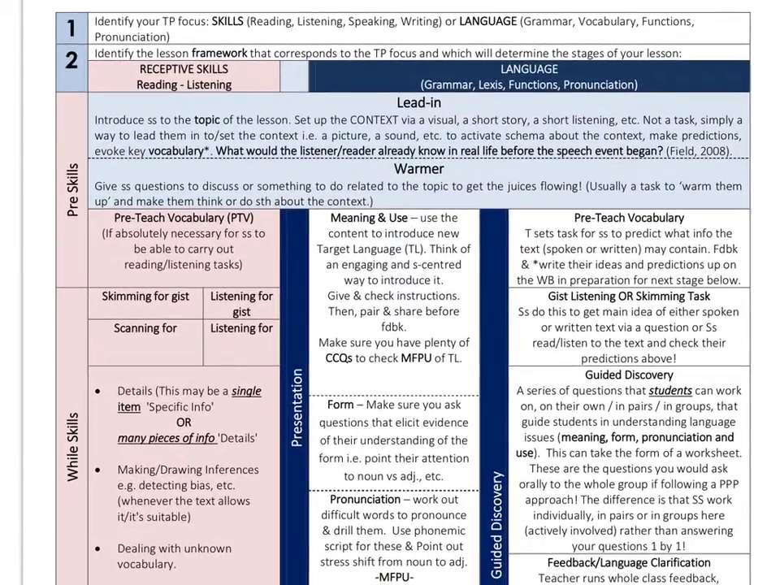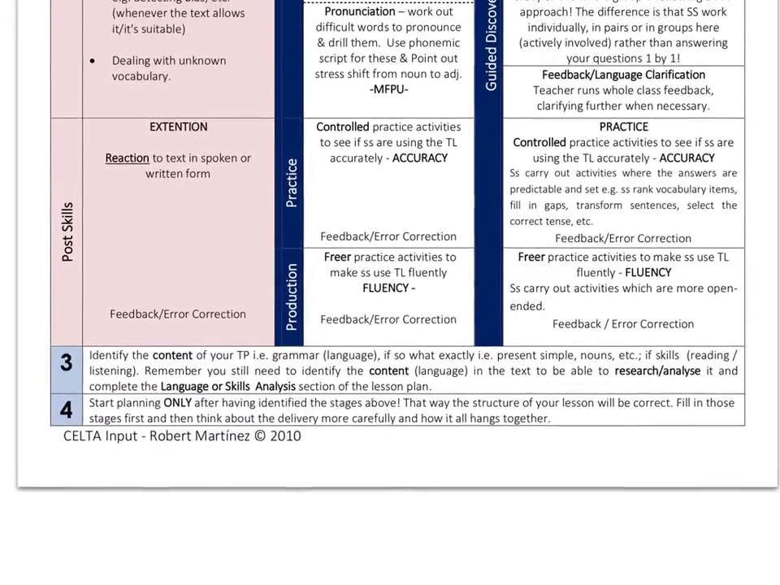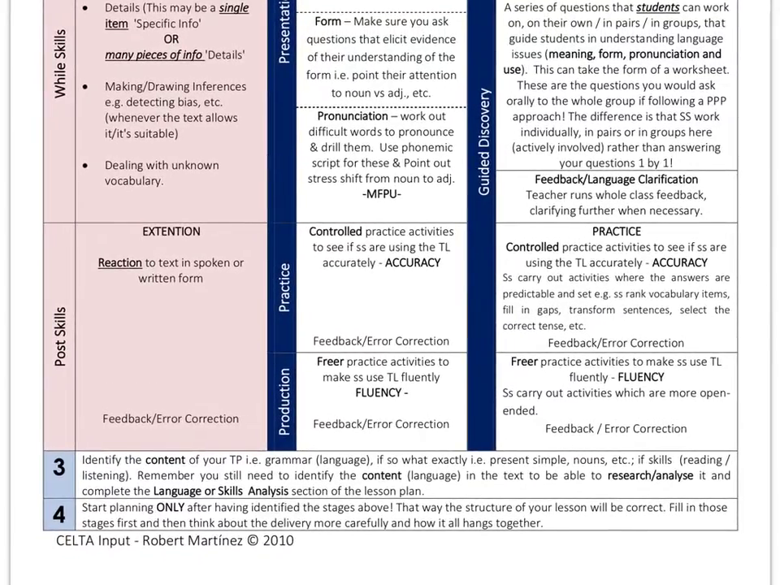So you identified the focus of your lesson, then you identified the framework that you want to use, whether it is skills or language, whether it is PPP or guided discovery. Now, the next two steps are very simple. Number 3, identify the content of your teaching practice. I'm teaching grammar, great. But what grammar is it? Is it the present perfect? Is it the present simple? Is it cleft sentences? Is it the past progressive? What is the grammar aspect that you're going to be addressing? So you need to know exactly what, so that you do your language analysis on that area.